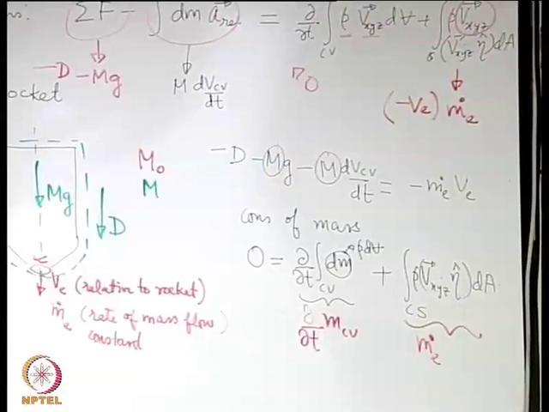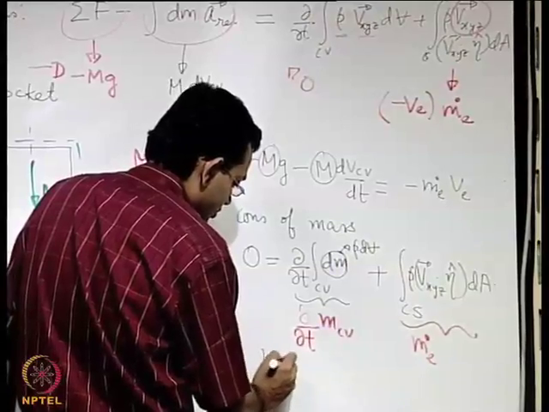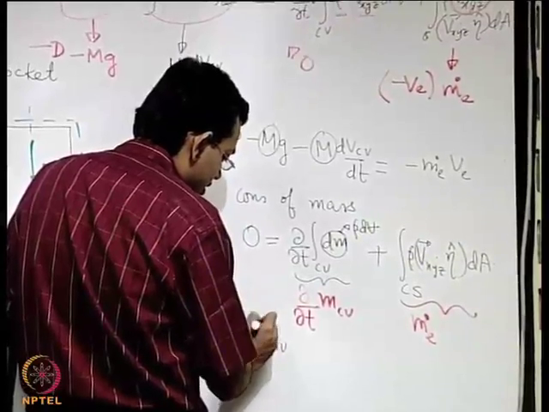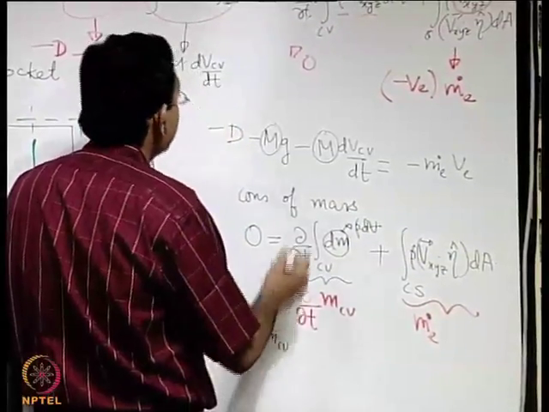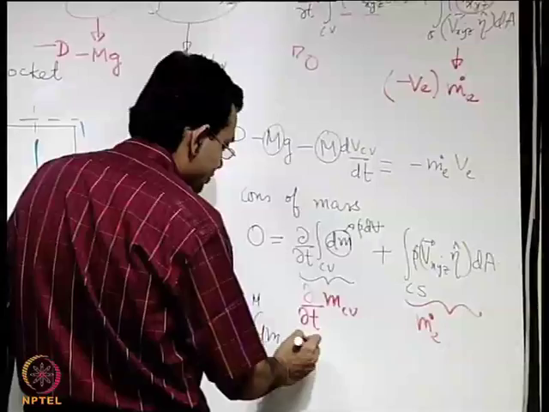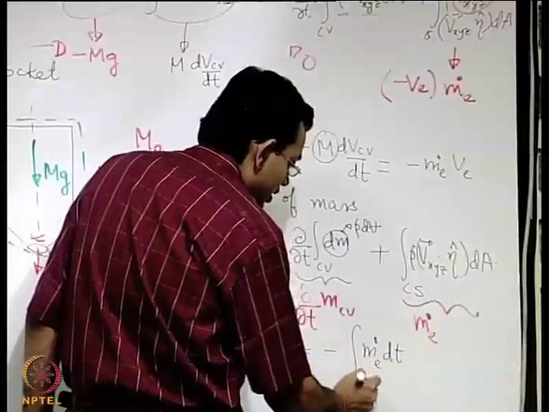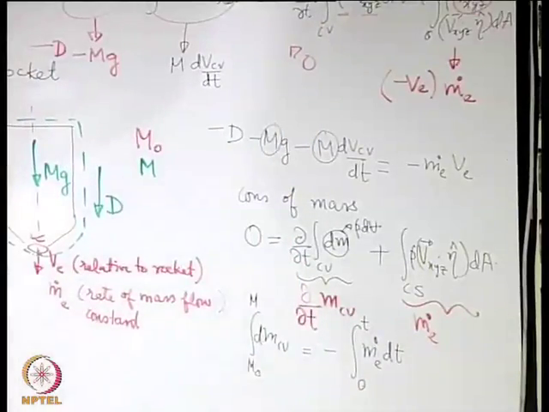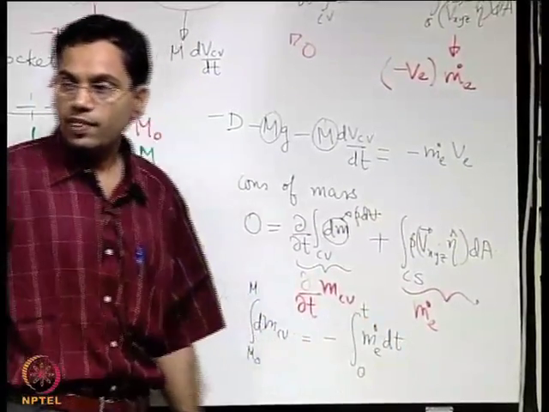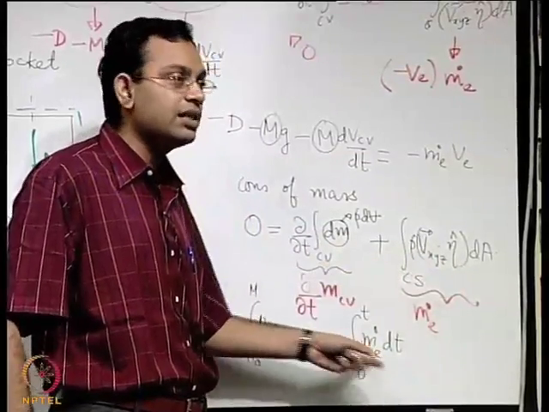So, we can say that if you just integrate it like this, say dmcv from time equal to 0, m equal to m0, to a given time when it is m, is equal to minus integral of m dot e dt from time equal to 0 to time equal to t. This is just like ordinary differentiation, because this could be a function of time and nothing else. Because the spatial effect has already been integrated, averaged out. So, the only effect that is remaining is the time effect.